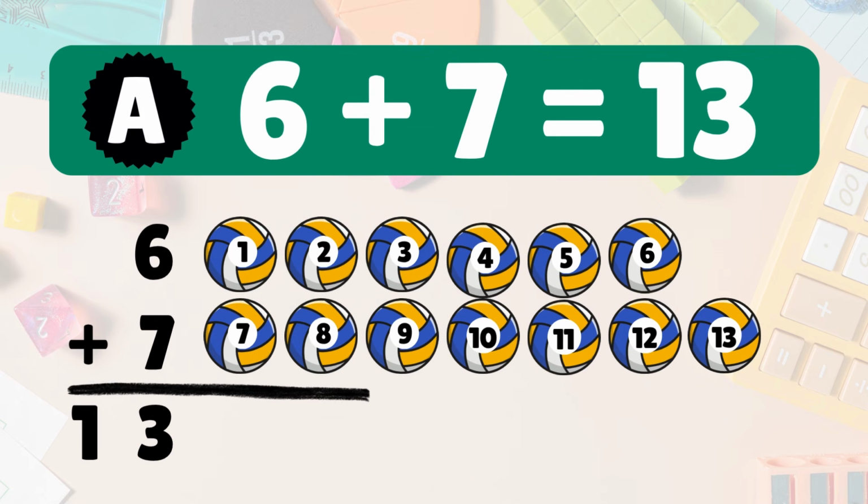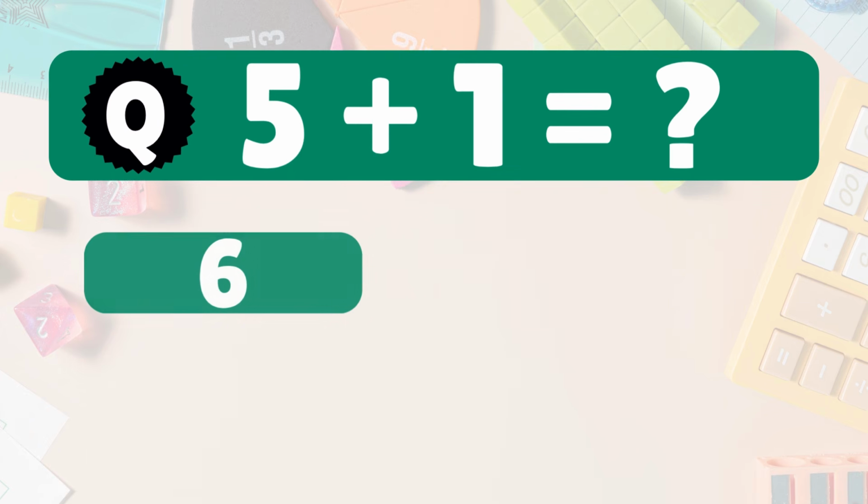6 plus 7 equals 13. Let's count. 1, 2, 3, 4, 5, 6, 7, 8, 9, 10, 11, 12, 13. 6 plus 7 equals 13. Well done. Next, 5 plus 1 equals?